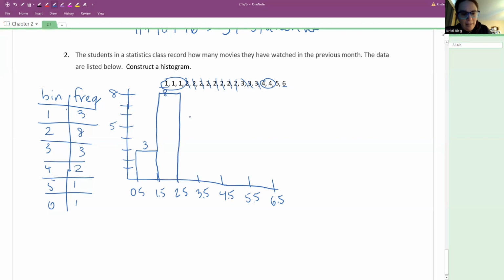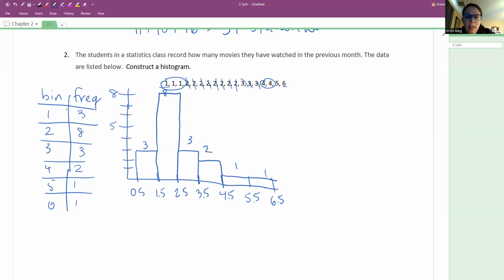The next one had a height of 3. Again, we have a 3, so we have that same height right there, 3. Then we go down to 2. And then the bottom two both have 1. And there we have our histogram. We'll talk about what that shape means in a different video.